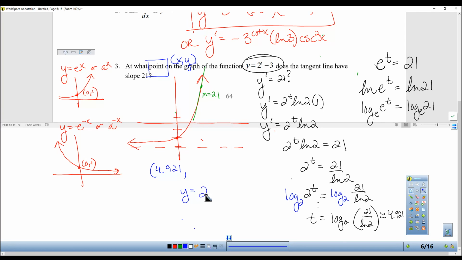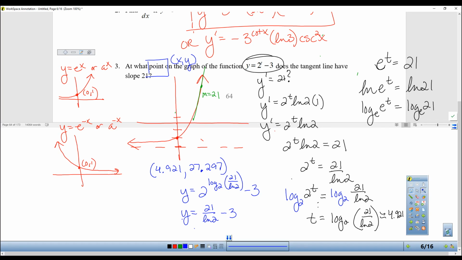Y is going to be 2 to the log base 2 of 21 over ln of 2 minus 3, which when you have a log base 2 and an exponent base 2, they actually cancel each other out. So it's 21 over ln of 2 minus 3, which if you plug that into your calculator will be 27.297, which is not the same as if you plugged in 4.921.